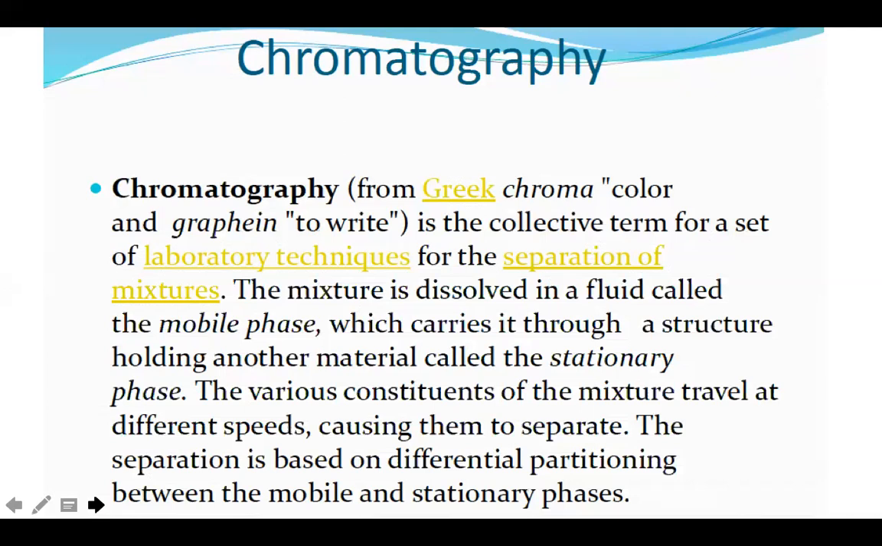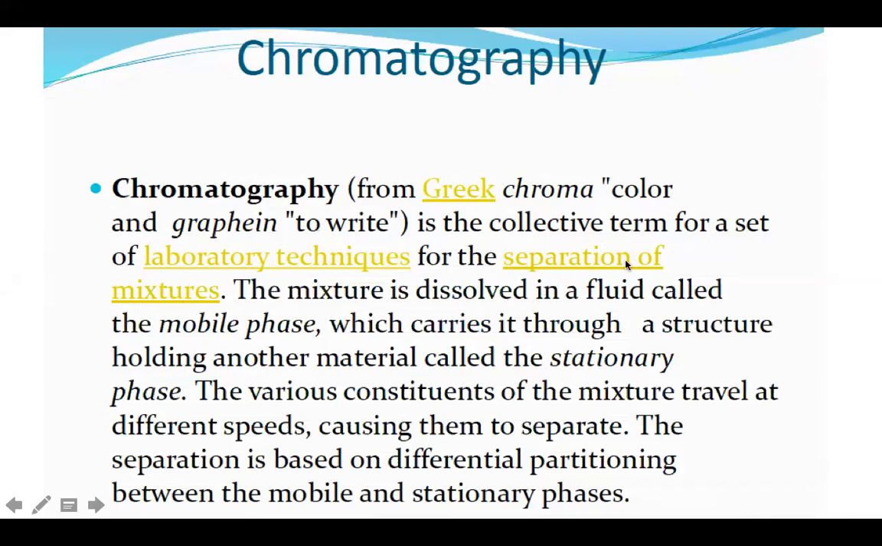Chromatography, this word comes from a Greek word, chroma. Chroma means color. And it comes from two words: one is chroma, another is graphene. Chroma means color and graphene means to write. And chromatography is the collective term for a set of laboratory techniques for the separation of mixtures of compounds, different chemical substances.